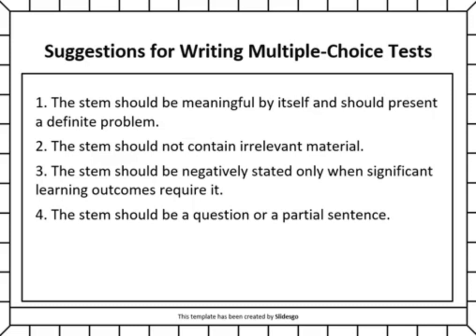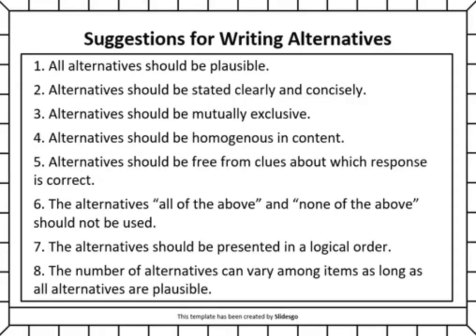Number 4, the STEM should be a question or a partial sentence. So a question STEM is preferred because it enables the student to concentrate on responding to the question, as opposed to keeping the incomplete sentence in working memory and sequentially completing it with each possibility. The creation of the STEM with an initial or interior blank should be avoided because it adds to the cognitive load. So we also have here the suggestions for writing alternatives.